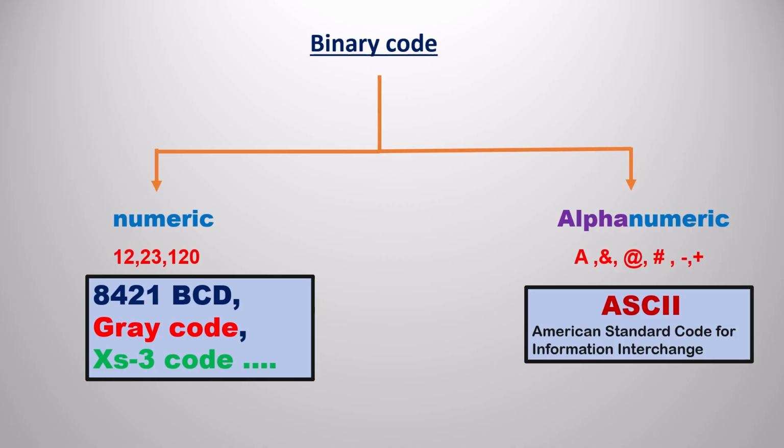In numeric also we have some kinds of codes, such as binary coded decimal, Gray code, and XS-3 code. These are some examples of numeric codes, and there are many more types of representing the numeric type. We will see one by one how to represent them.